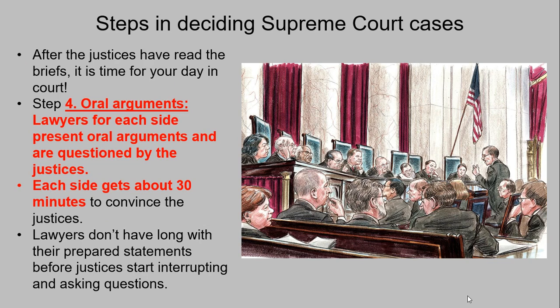Step 4, now it's time to actually go into the courtroom in front of the judge. It's time for oral arguments. So step 1, you asked the court to hear your case. The Supreme Court issued a writ of certiorari. Step 2, they put your case on the docket with the rule of 4. Step 3, they've already read your briefs. Now it's time for step 4, oral arguments.